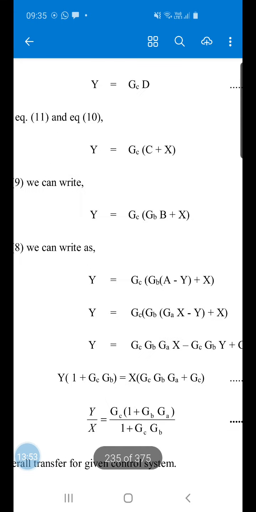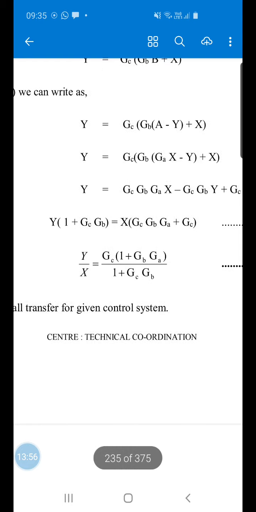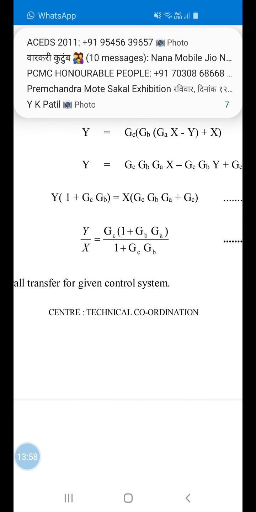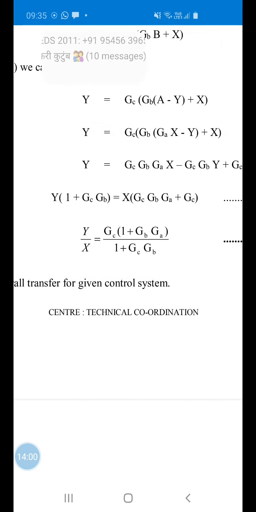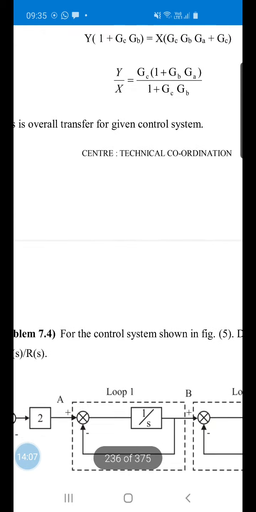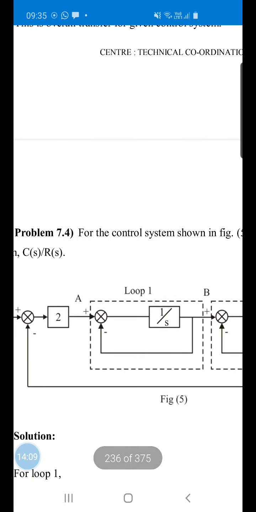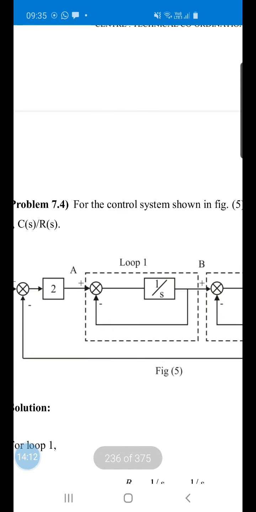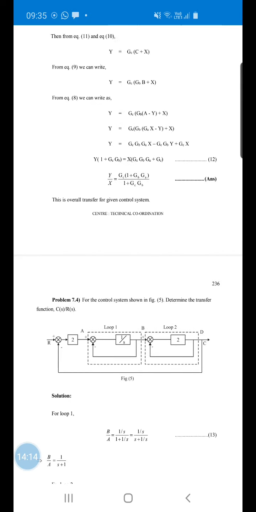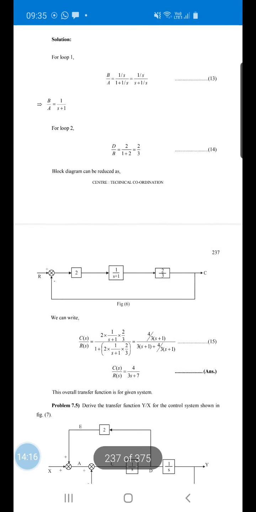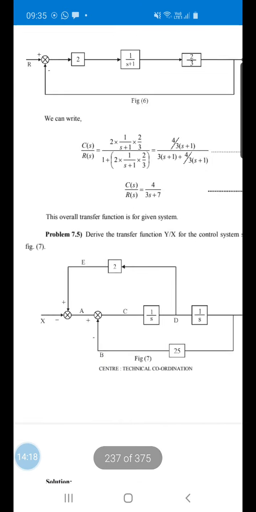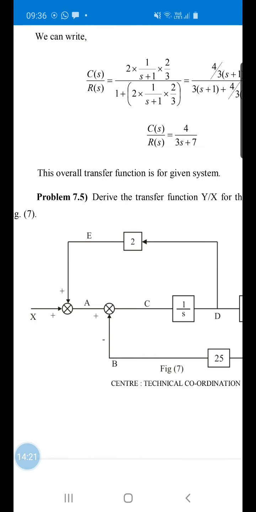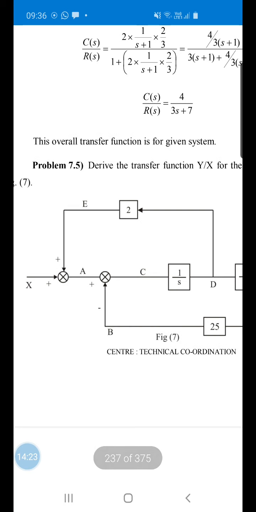So combine all these equations together, you will get the equation for Y by X is equal to GC bracket 1 plus GB GA upon 1 plus GC into GB. So this is how you can solve many problems related to the overall block diagram, and it is related to how to reduce the block diagram. So we'll discuss the last problem and we'll stop it here.